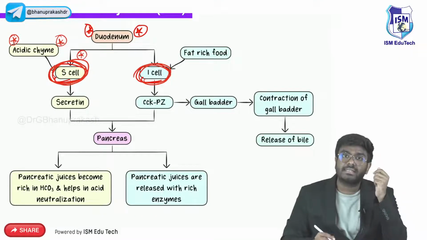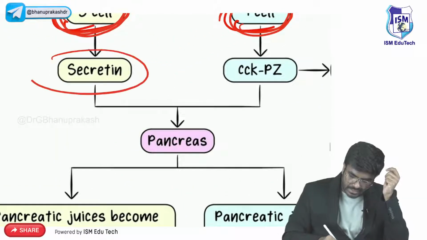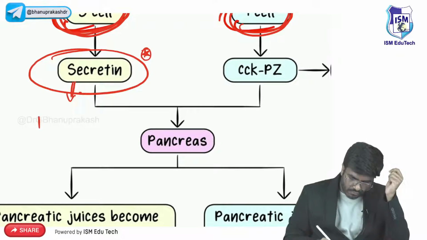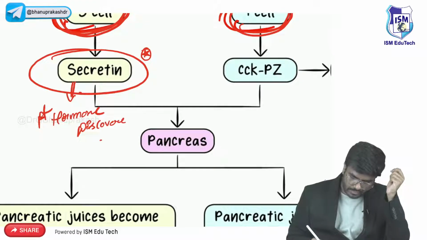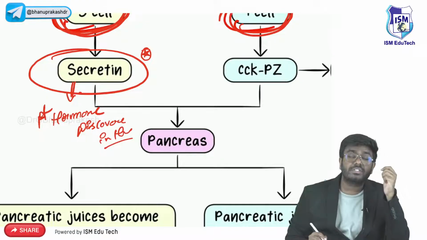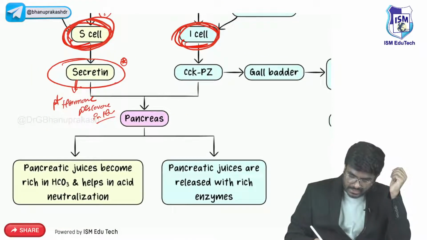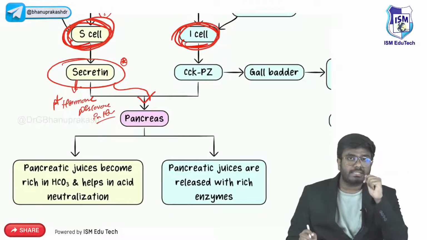It is stimulating which cell? S cell. Now, do you know what this S cell will do? S cell helps in the production of something called secretin. This secretin is the first hormone discovered in humans. Okay, secretin is the first hormone discovered in the human body. Now, what will secretin do? Secretin acts on the pancreas.